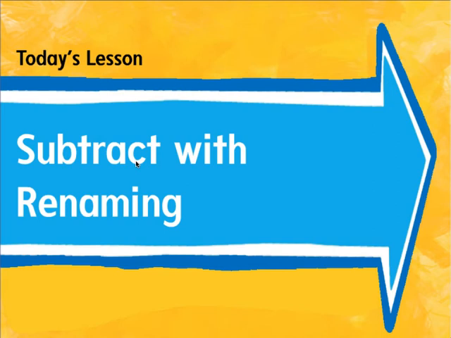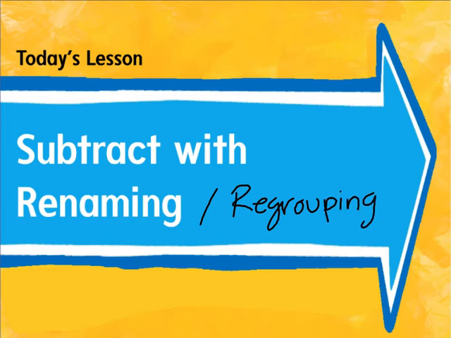Okay, so we're going to subtract with renaming. A synonym for renaming, if we weren't using mixed numbers, we would call this regrouping, or borrowing. If you're subtracting with whole numbers, they call it regrouping or borrowing. Because we're using fractions, they call it renaming.